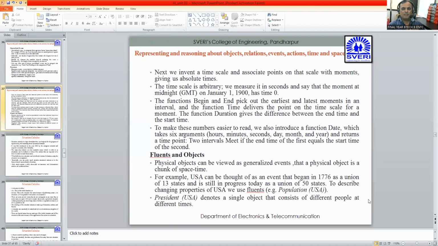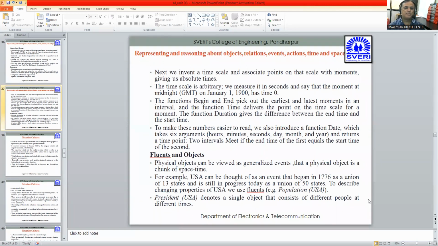This is all about events, and how they are related to time. Then we have also seen fluents and objects, which we can explain with an example. Physical objects can be viewed as generalized events, meaning a physical object can be looked at as a chunk of space-time. So a physical object can also be viewed as a generalized event, that is, as a chunk of space-time. You can take an example.